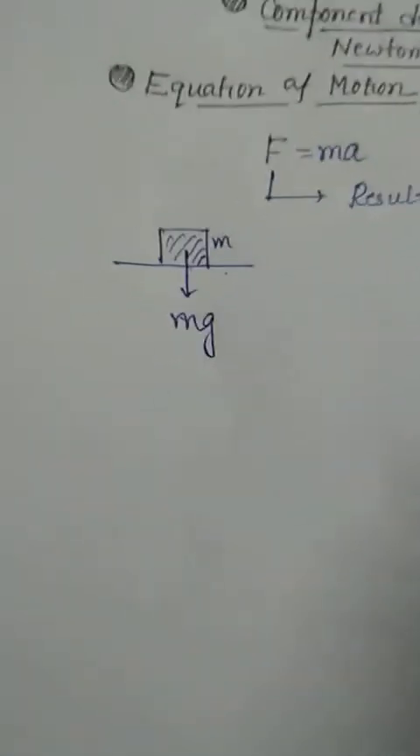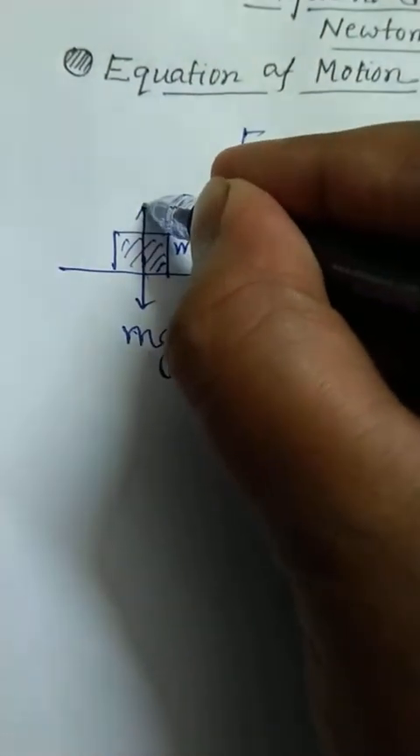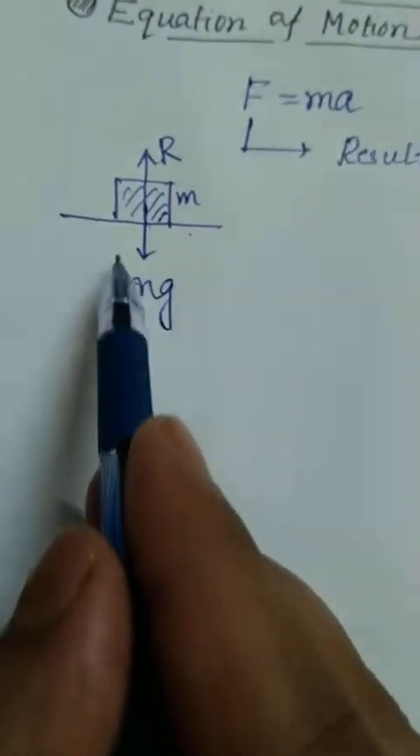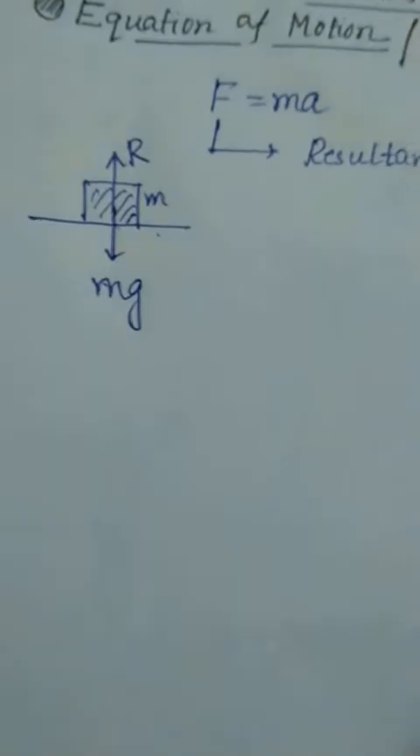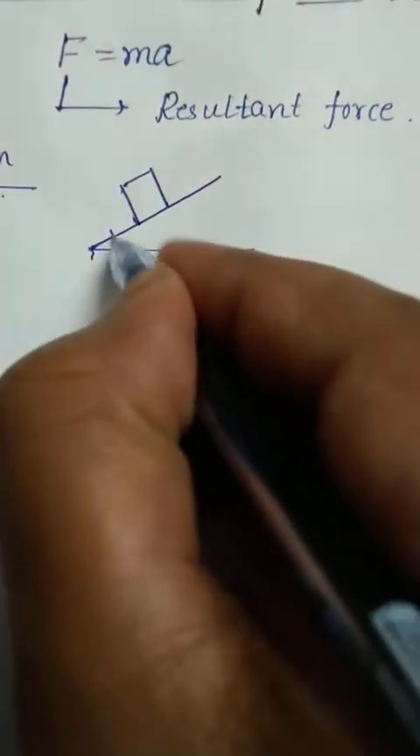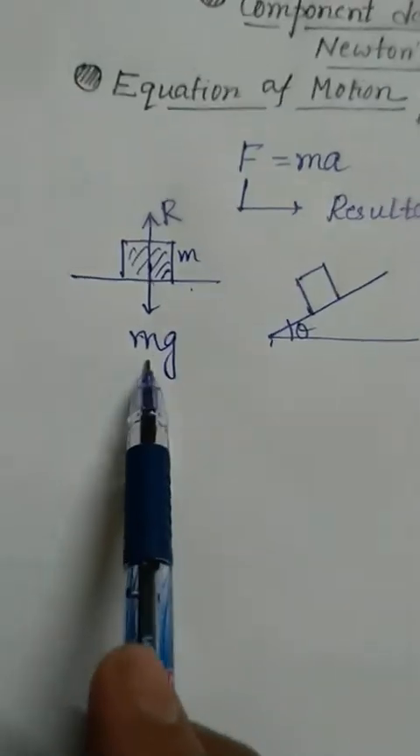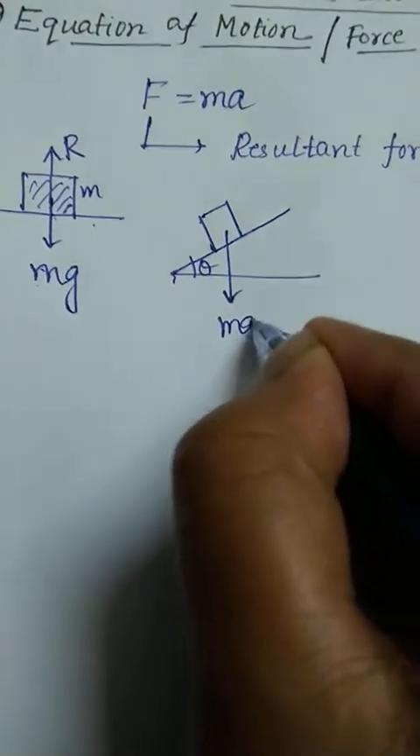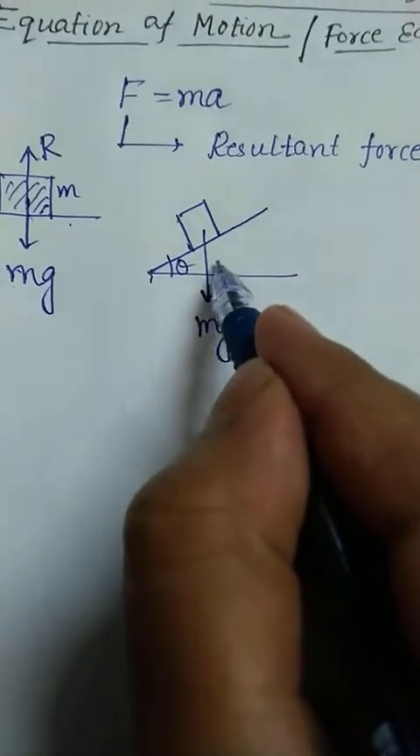Protocol number two, what is this protocol number two? This is basically the force of reaction. The force of reaction will act upward and perpendicular to the plane on which the object is situated. So let's compare protocol number 1 and 2. Let's say the object is on an inclined plane, at angle theta. Now according to protocol number 1, weight always acts perpendicularly downwards. This is mg.